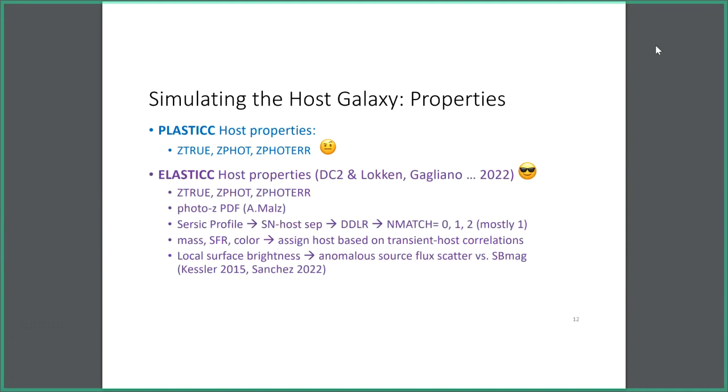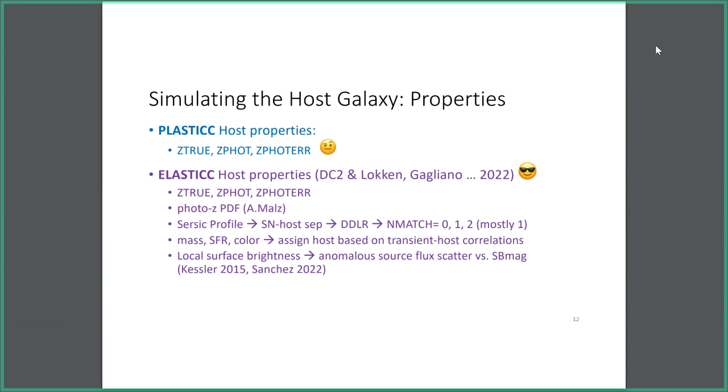So now we are at a happier place with our host properties. We have a PhotoZ PDF. We have a Sersic profile. So we put transients on the galaxy according to the profile. It means we can measure a separation. We can also measure what's called a distance light radius and apply matching criteria. And so in this challenge, the number of matches will be mostly 1, but sometimes there will be 0 matches and sometimes there will be 2 matches. That's reality, and the brokers hopefully will figure out how to deal with that.